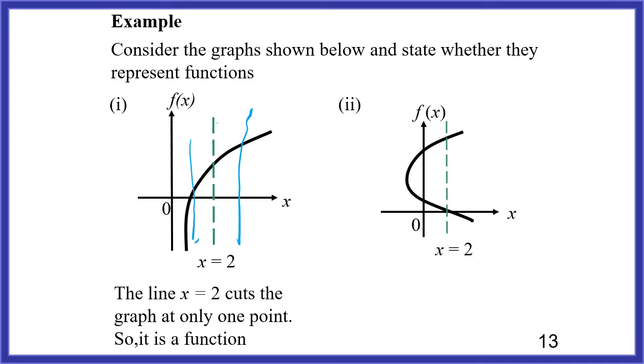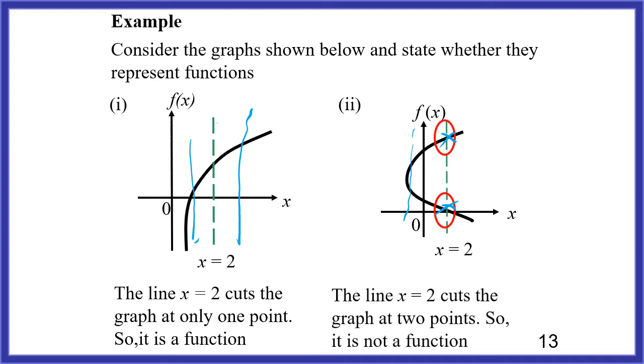How about this graph? This type is actually a surd function. If we move this line around, it will actually cut through 2 points. Okay, so it is not a function. Actually, this is not a surd function. A surd function should be half of it. So later we will learn about it.